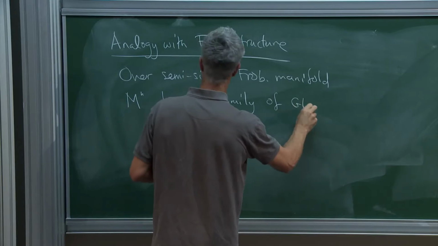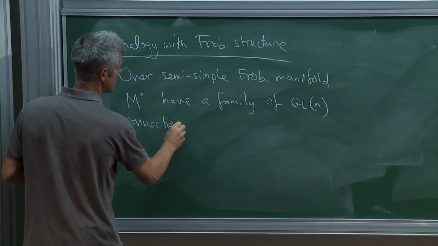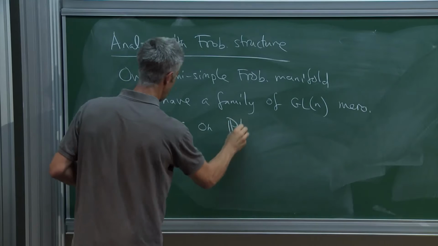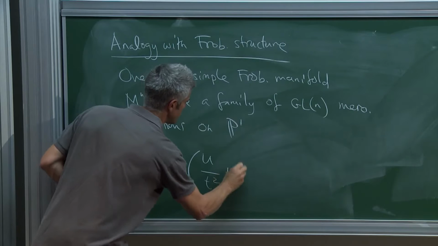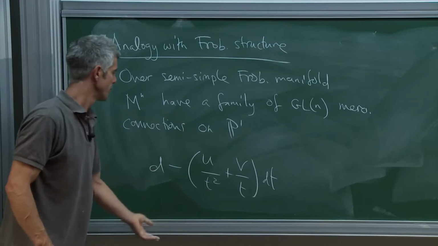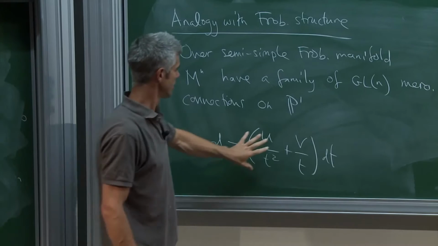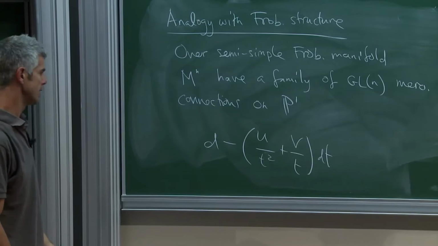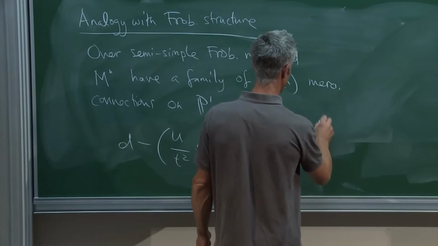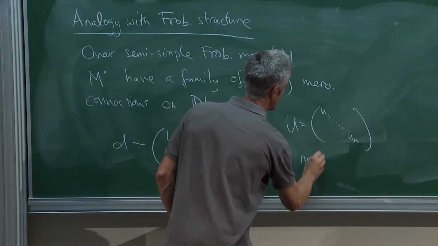GL_N connections, meromorphic, on P1. So these things look like d minus U over t squared plus V over t. Okay, so this defines a meromorphic connection on a C^N bundle over a projective line with an irregular singularity at the origin and a regular singularity at infinity. And here U is some diagonal matrix. So this is multiplication by the Euler vector field.